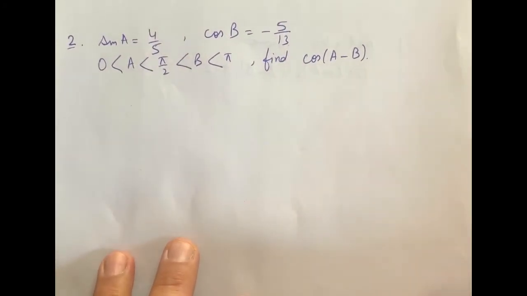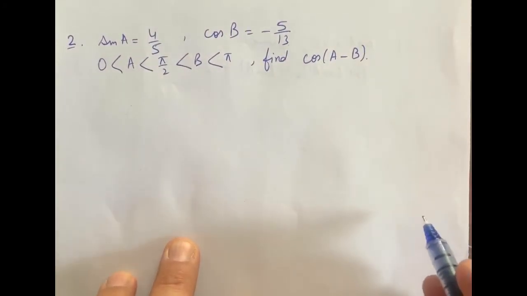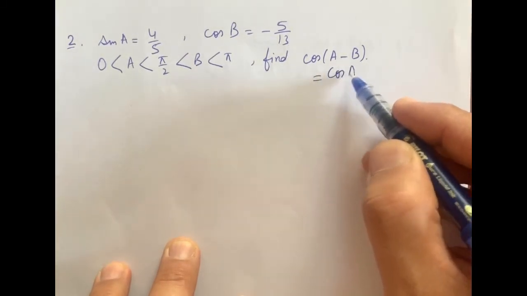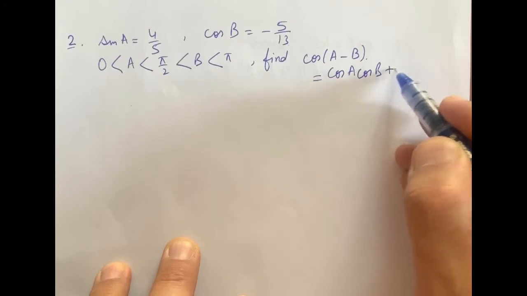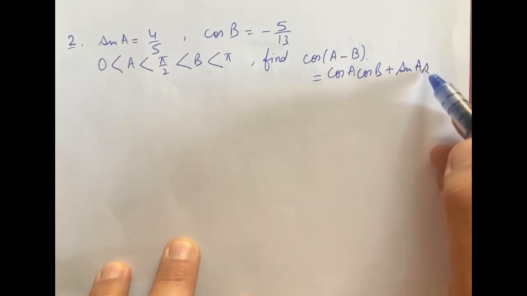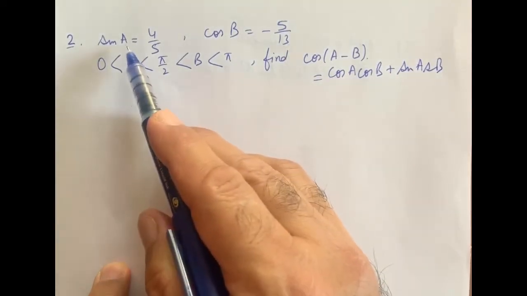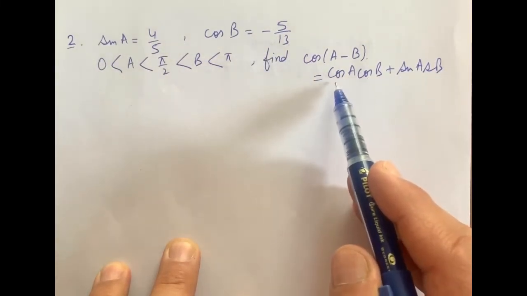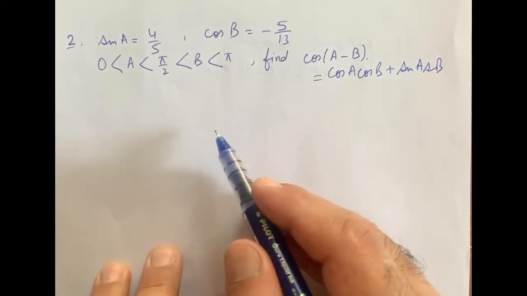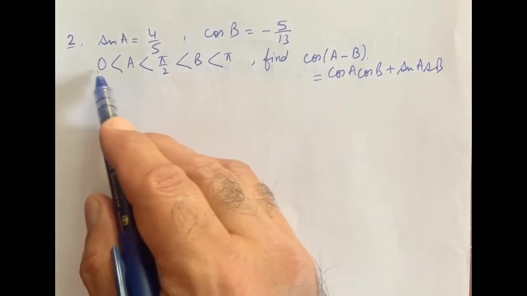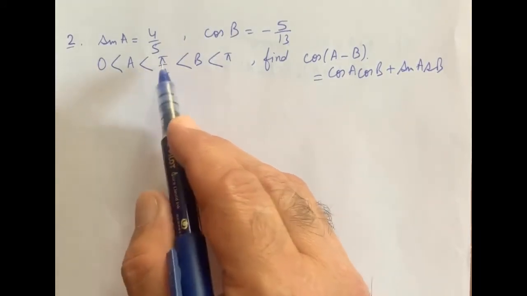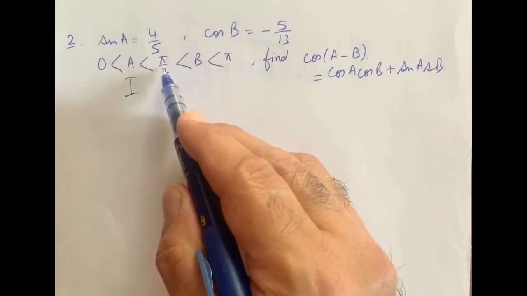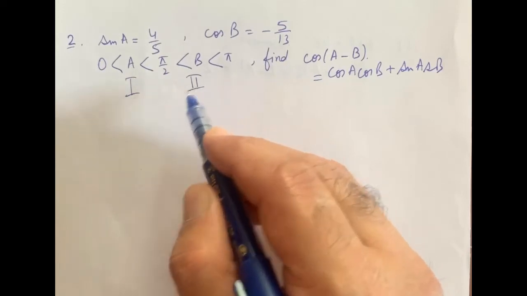In the second question, we have to find the value of cos of A minus B. And we know cos of A minus B is cos A cos B plus sin A sin B. We have the value of sin A and we have the value of cos B. So we will find out cos A and then sin B. We are given A lies in the first quadrant. 0 less than A less than pi by 2 means A is in the first quadrant. B lies between pi by 2 and pi. B is in the second quadrant.